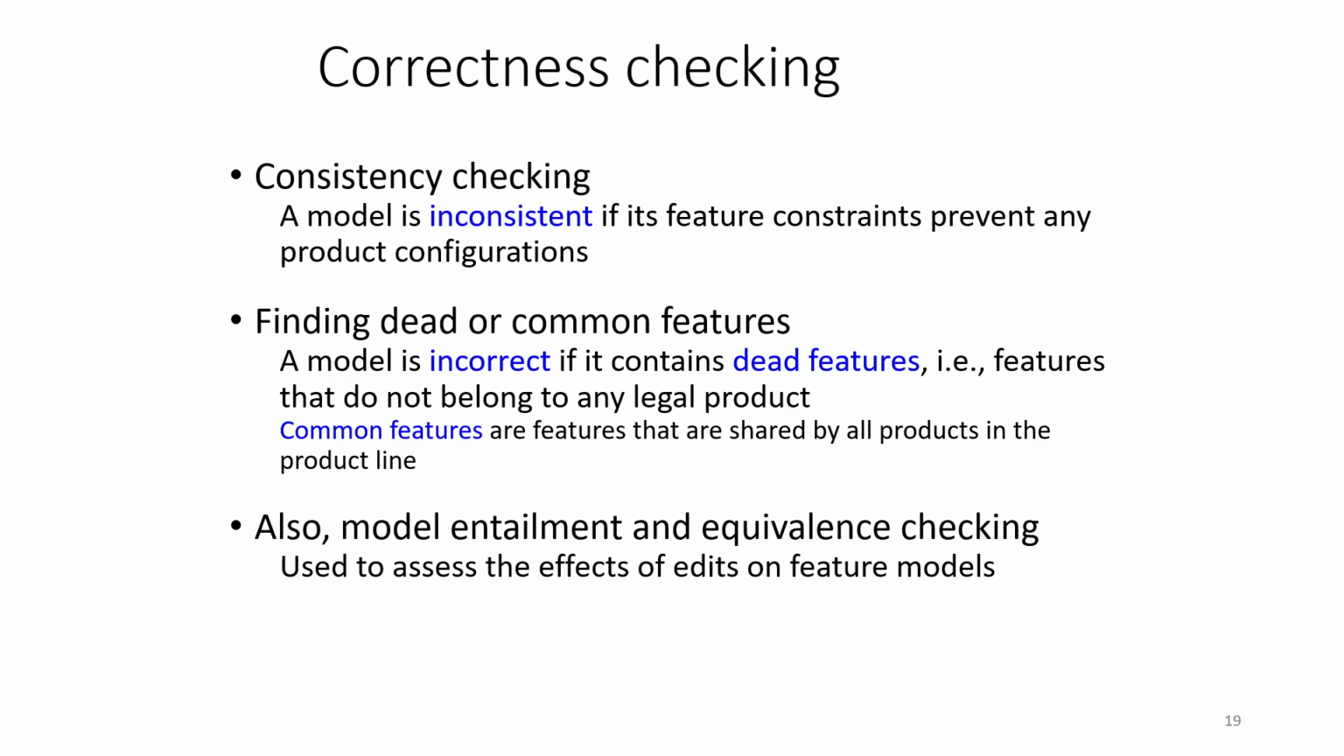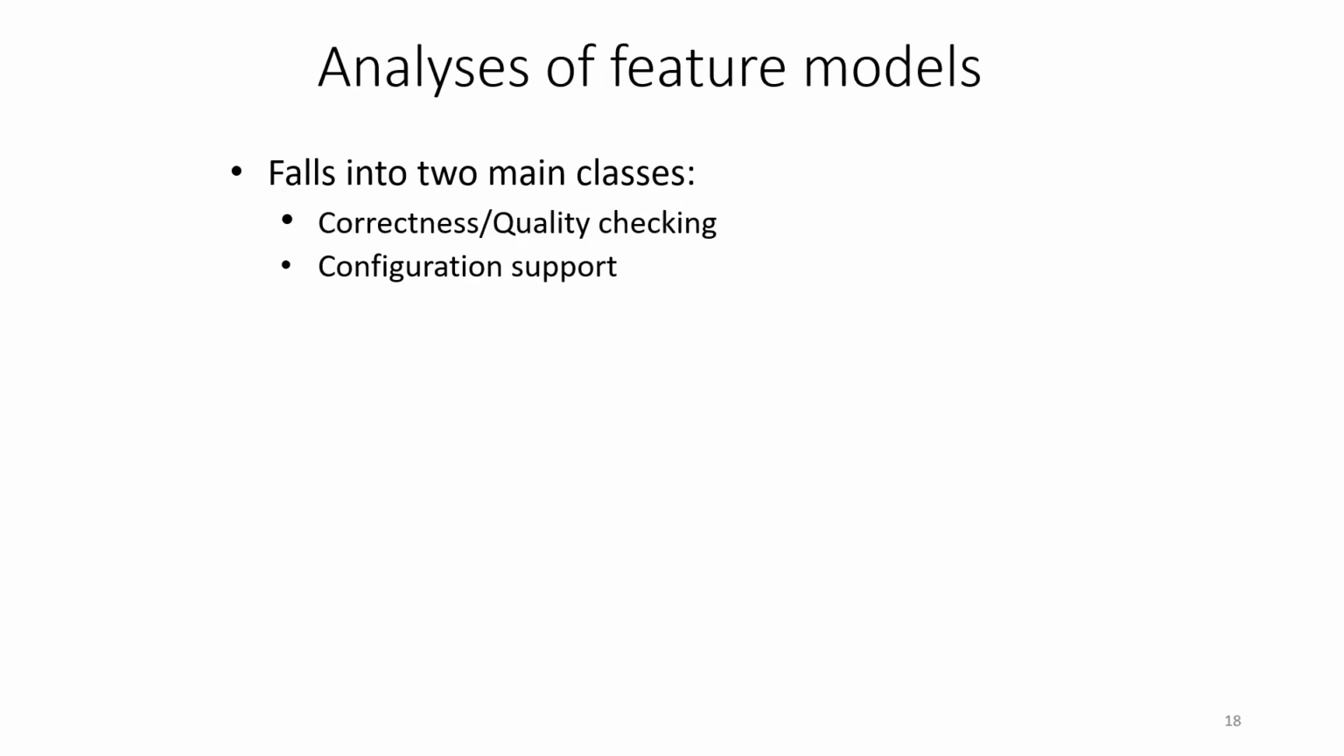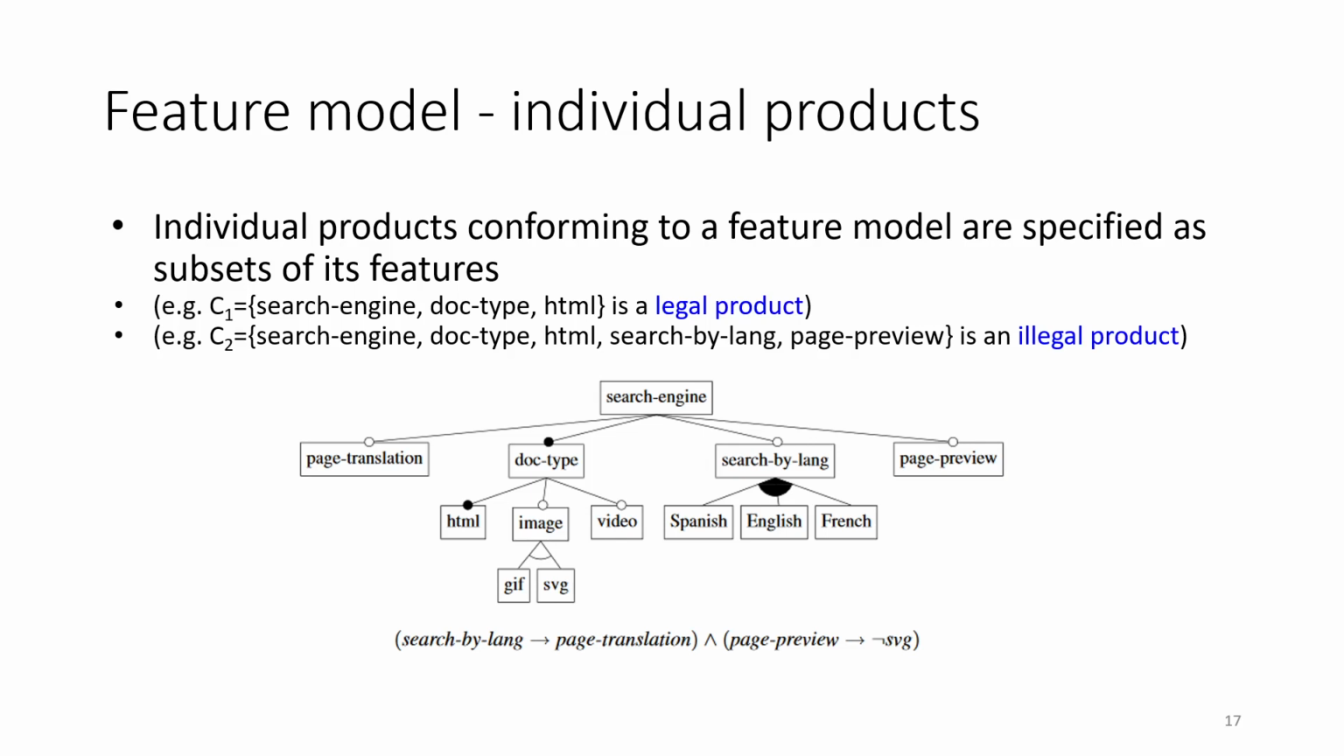And then the second thing would be finding dead or common features. So the definition of a dead feature would be that you have a feature, but it can never be included in any legal product. And then it's kind of meaningless. And if something is meaningless in your configuration, it probably means you made a mistake somewhere. Then common features are features that are shared by all products in the product line. Do you see any common features here? Doc type, yeah. Doc type is a common feature.